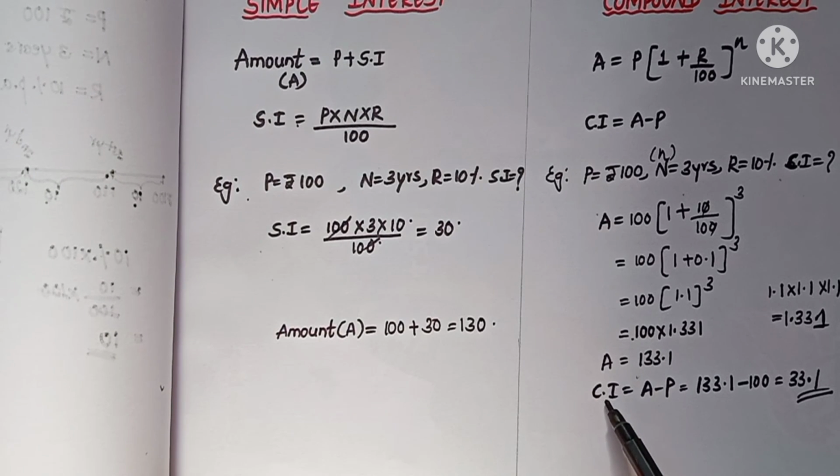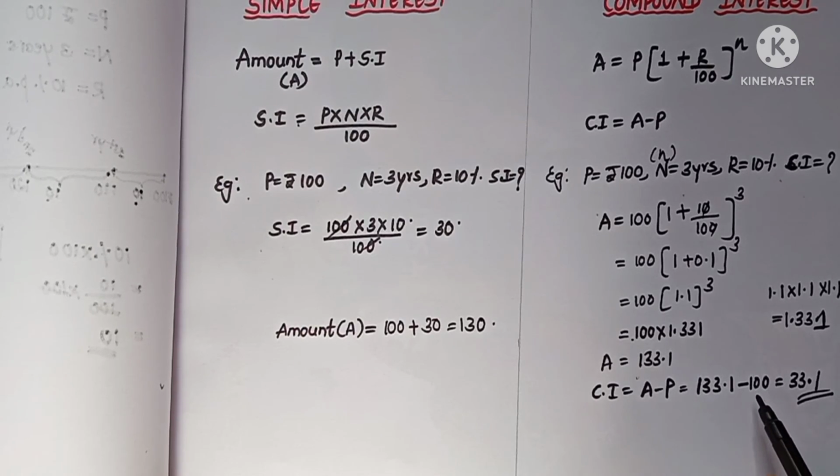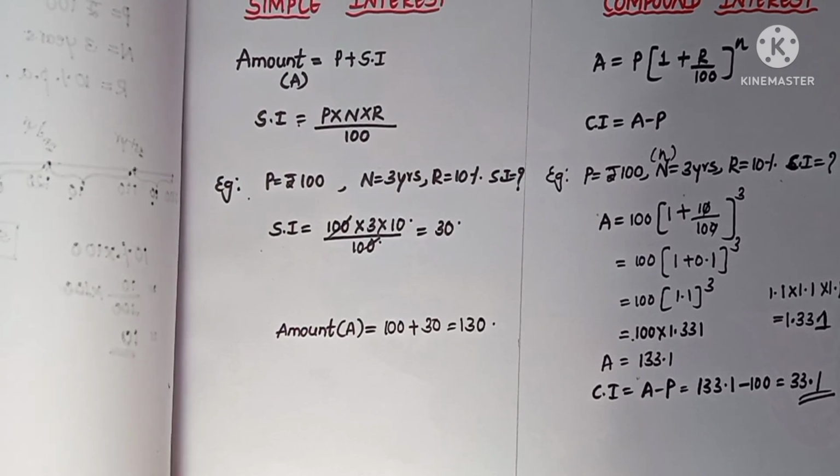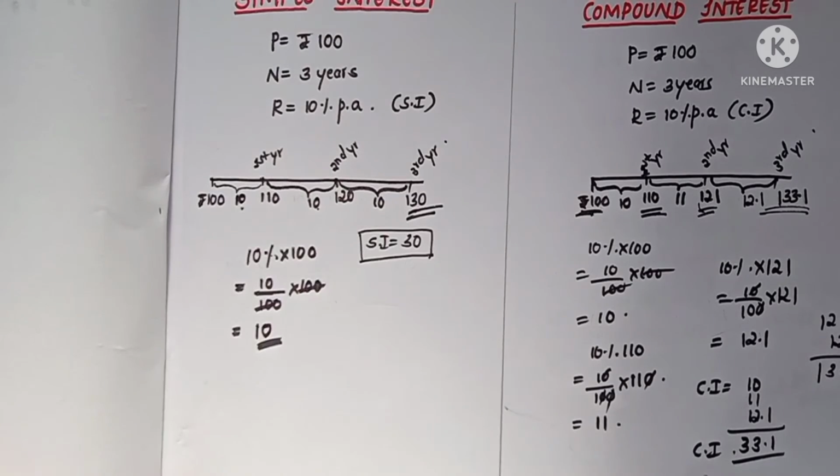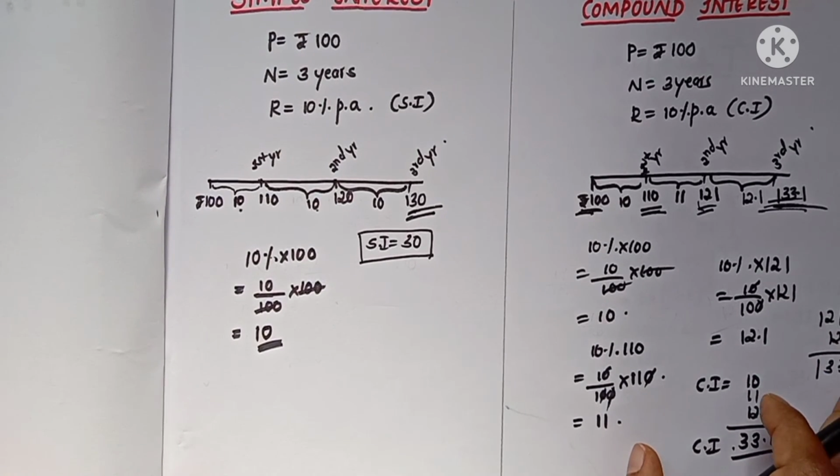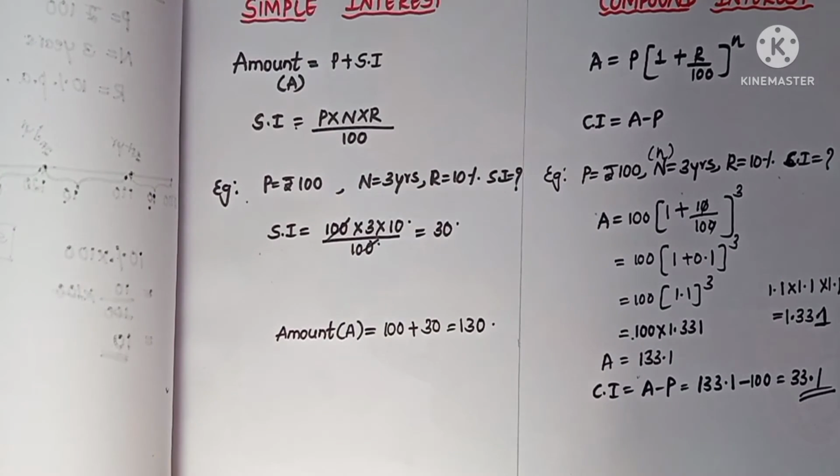So what is compound interest? A minus P, which is equal to 133.1 minus 100, which is equal to 33.1. So in the previous method also we got compound interest as 33.1 and the amount as 133.1. So I hope you understood simple interest and compound interest.